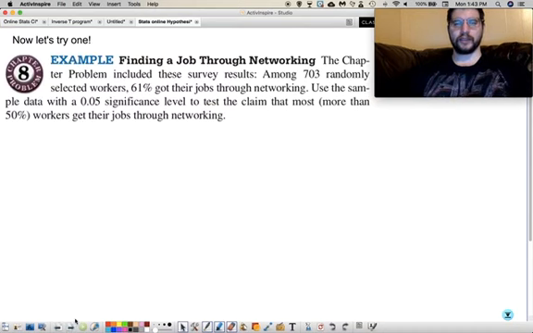Let's actually try a hypothesis test. Okay. First thing, let's read our problem. Among 703 randomly selected workers, 61% got their jobs through networking. Use the sample data with a 5% significance level to test the claim that most workers get their jobs through networking. So that's my claim. Okay, so H1 and H0, let's see what we got. I'm going to put H0 on top. I like H0 on top better.